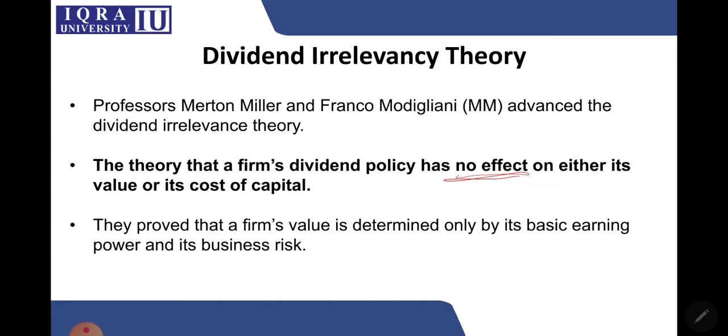So basically, the theory says that whatever the payout ratio, whatever dividend you are paying, it will have no impact on the stock price. So you can keep whatever dividend policy you have, it will make no effect. They prove that a firm's value is determined only by its basic earning power and its business risk. So basically, the argument that they gave is that for a shareholder, it is important that you give them their required rate of return.